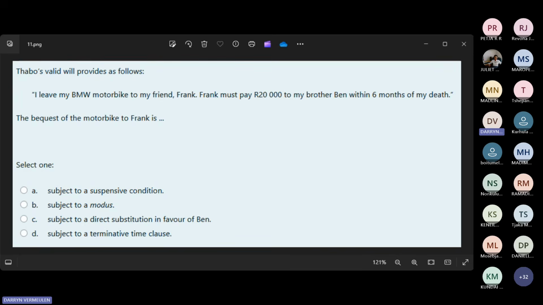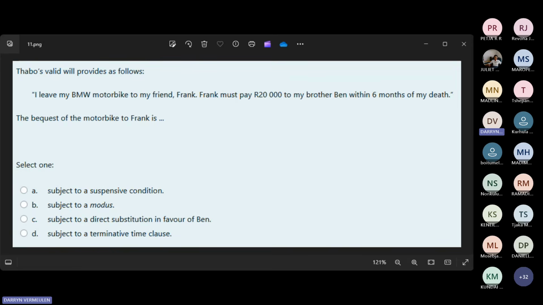The reason that it falls under a modus and not one of the bequest options is because when he was bequeathed the BMW motorbike, he got the ownership, so the decedent and disvenant all at the same time, so it belongs to him. There's no suspensive clause, there's no resolutive clause. That motorbike belongs to him. However, it's a modus because there's been an obligation imposed on Frank. So because Frank accepted this benefit, he now must pay Ben 20,000 Rand.